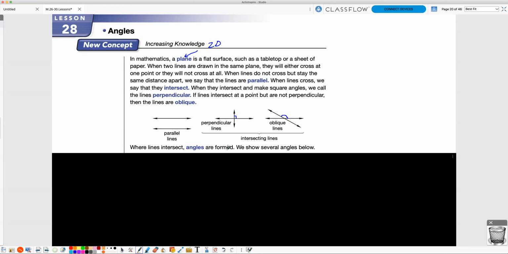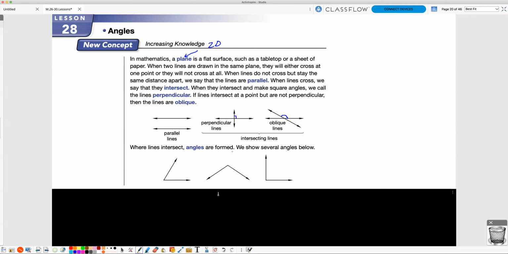When lines intersect, angles are formed. We show several angles below. So here's an example of lines that are less than 90 degrees. This looks like some obtuse angles, and this looks like a right angle.